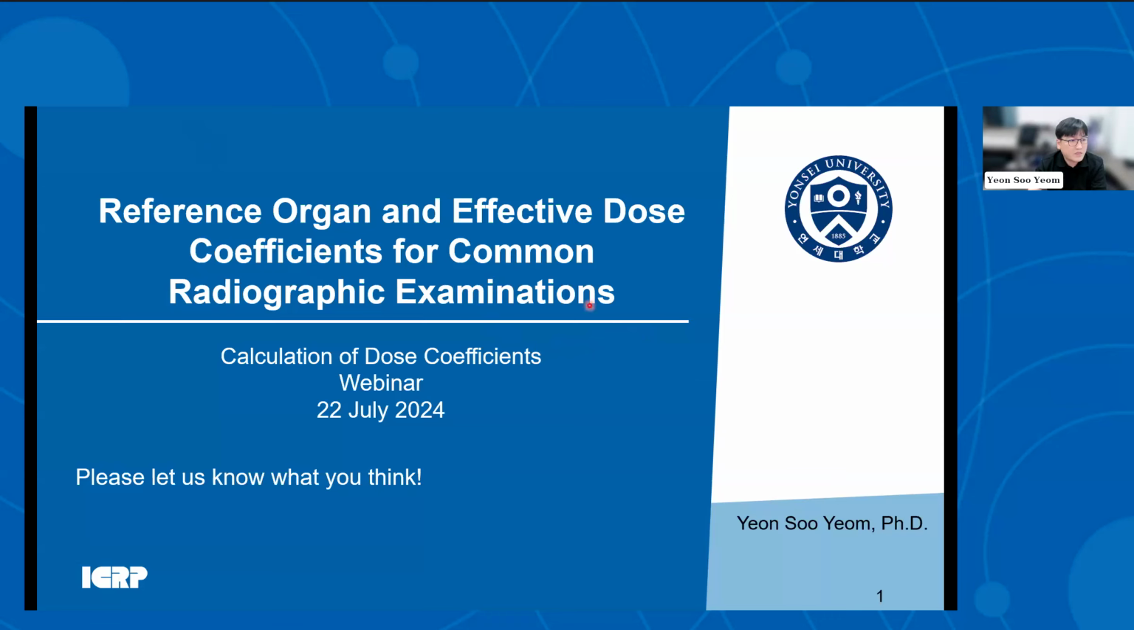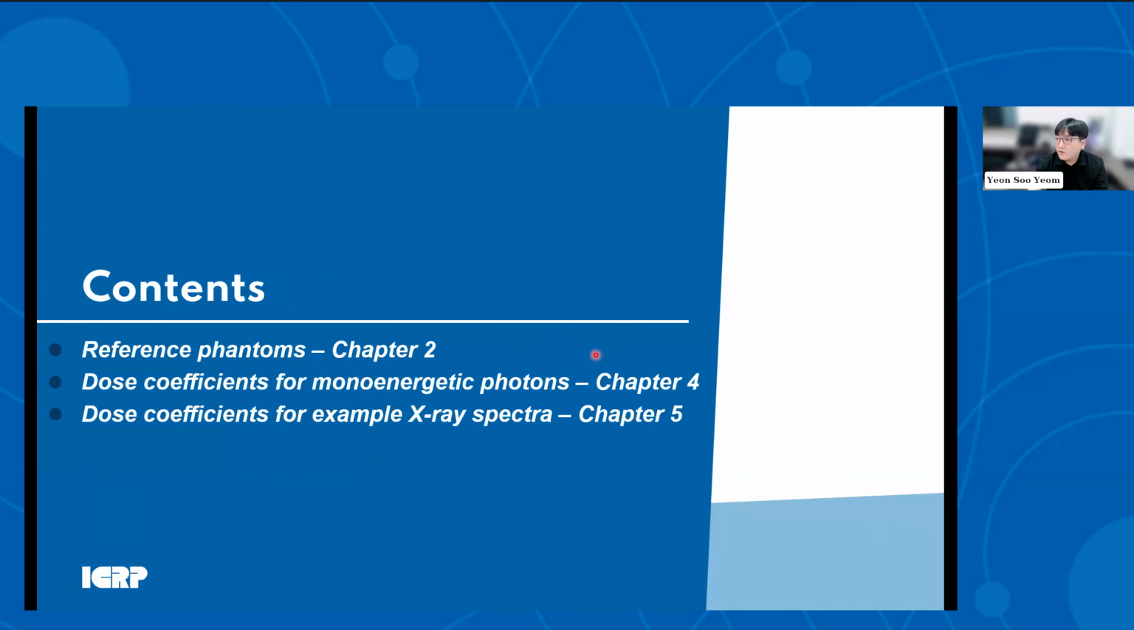In this presentation, I'd like to introduce how we calculated those coefficients by Monte Carlo simulation using the phantom. So here are the contents. First, I would like to introduce the reference phantom, which is about chapter 2. And then I will explain how we calculated those coefficients for monoenergetic photons, which is covered in chapter 4 in our report. And then lastly, I will explain about those coefficients for the example X-ray spectra, which is also covered in chapter 5 in our report.